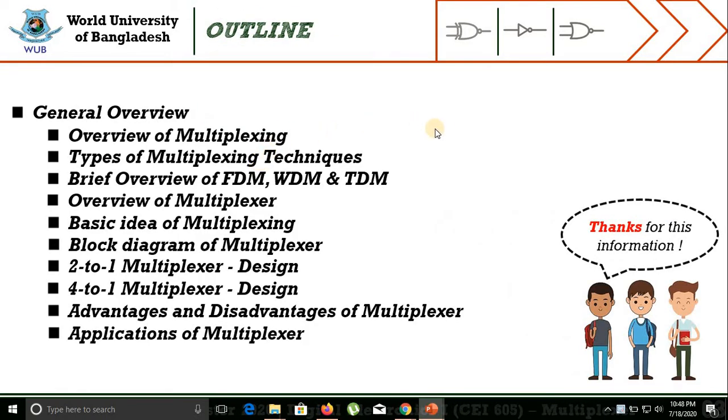From this slide, you will be able to know what topics will be covered by this lecture. First, the general overview of the multiplexer. After that, you will know the overview of multiplexing, types of multiplexing techniques, a brief overview of FDM, WDM and TDM, overview of multiplexer, basic idea of multiplexing, block diagram of multiplexer, and so on. So let's start with the general overview of this lecture.